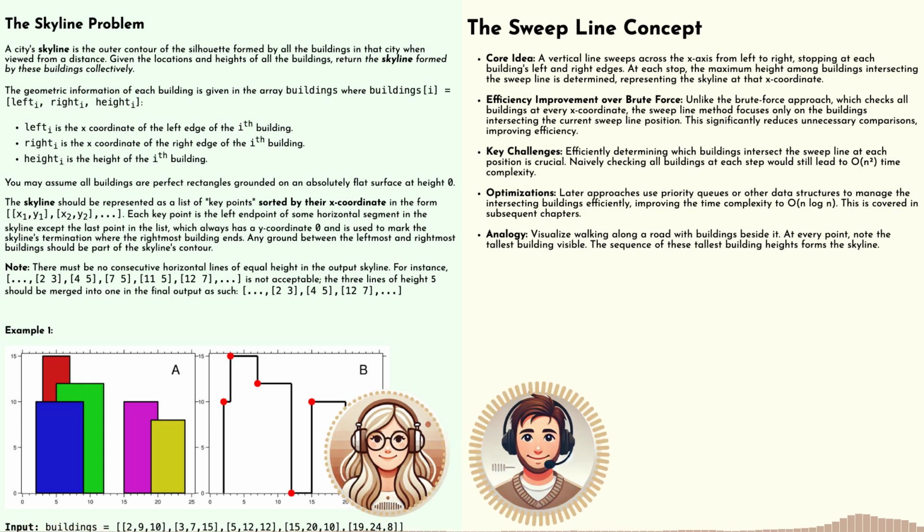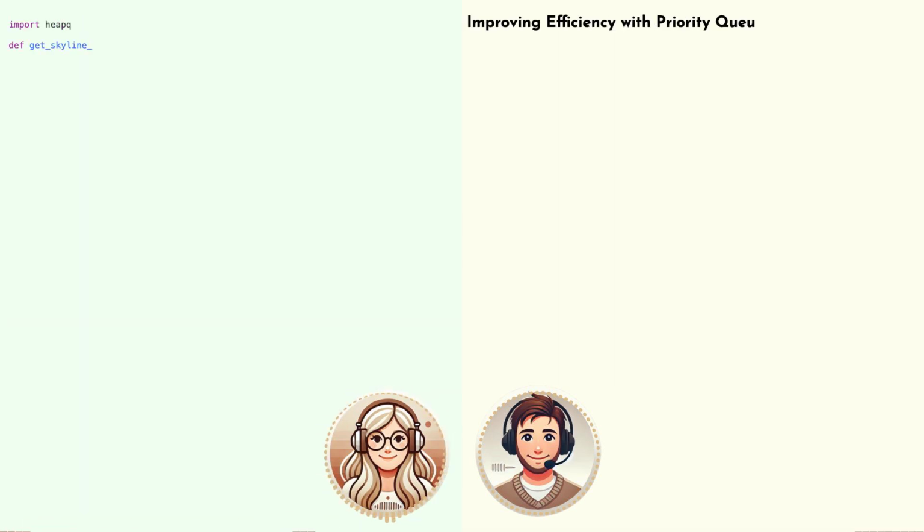Okay, I can kind of visualize that. It's like taking a snapshot of the city at each of those x-coordinates. Right. And noting down the tallest point. But especially with a large number of buildings, that sounds computationally expensive. Very much so, yeah. It's very intuitive, but it has O(n squared) time complexity. Right, where n is the number of buildings. That's not going to work if we're dealing with massive cityscapes.